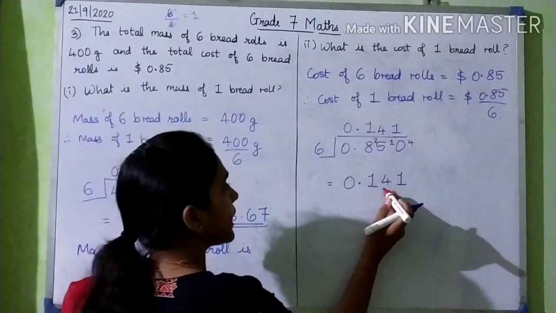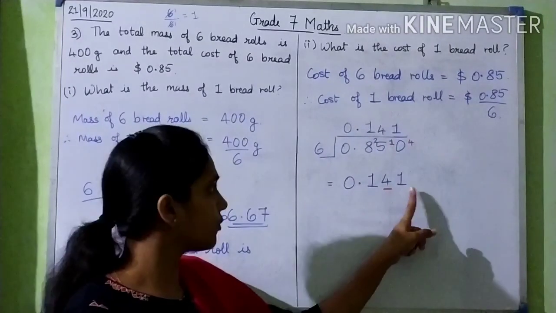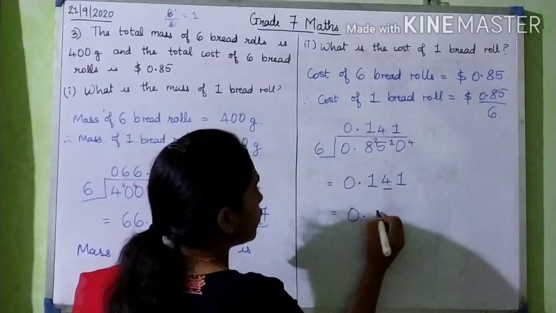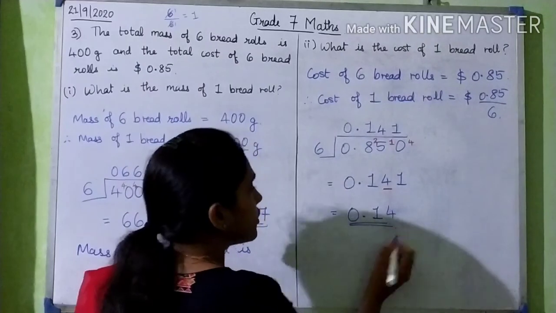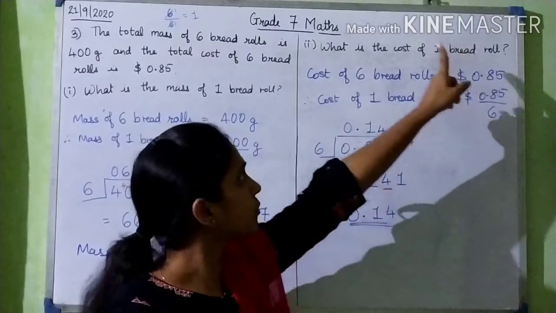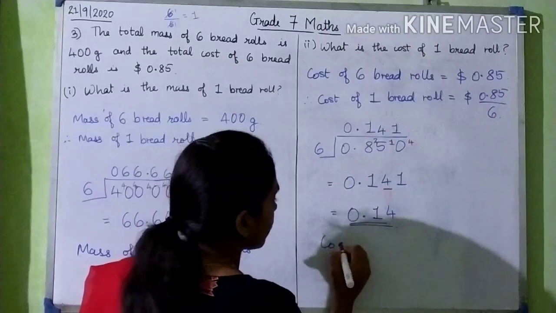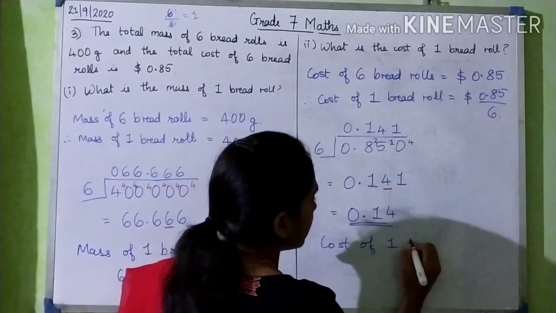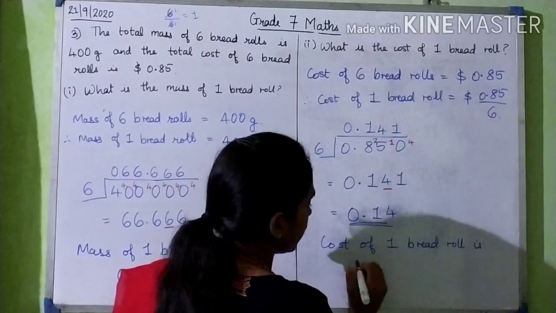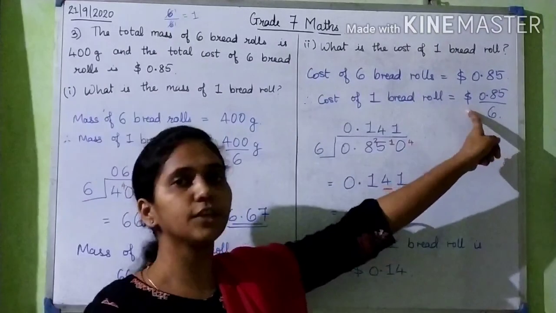We have to calculate to 2 decimal places only. So the number in the second decimal place is 4, and after 4 there is 1, and 1 is lesser than 5. So we don't have to add 1 to 4. So this will remain as it is, so this will be 0.14. So if the cost of 6 bread rolls is $0.85, the cost of one bread roll is $0.14. I write, cost of one bread roll is $0.14. This is in dollars, because the cost here was given in dollars.